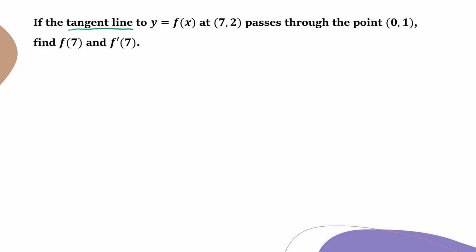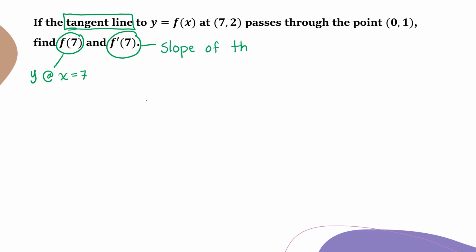If the tangent line to y is equal to f of x at 7, 2 passes through the point 0, 1, find f of 7 and f prime of 7. F of 7 is just your output y at x is equal to 7. F prime of 7 will be equal to the slope of the tangent at x is equal to 7.